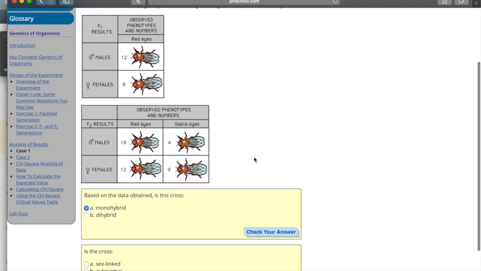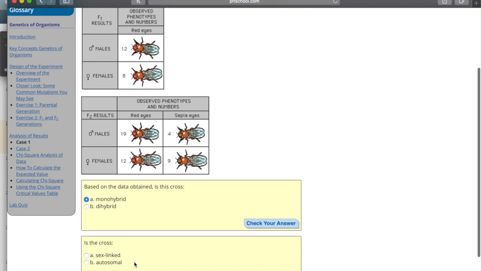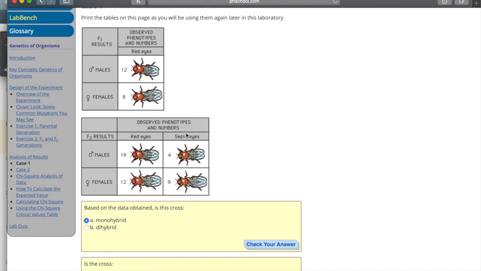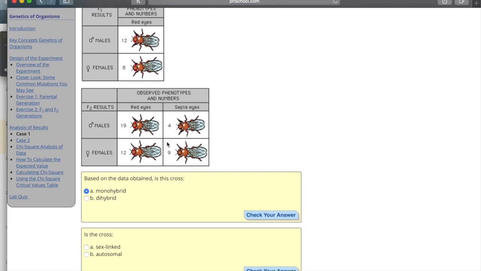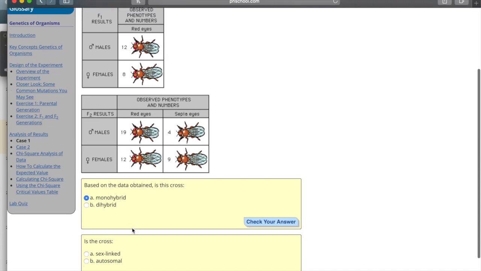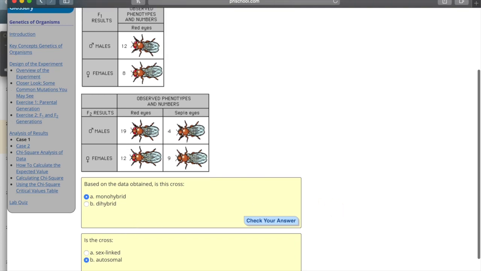Now, is the cross sex-linked or autosomal? So really here we should be looking for a surface feature. Are there any significant differences between the females and the males? Now notice, yeah, there are a decent amount more males that are red eye than sepia eyes. But there's no real indication here. They're still relatively close. So without more information, we can pretty well say that it's going to be autosomal. We'll check our answers.